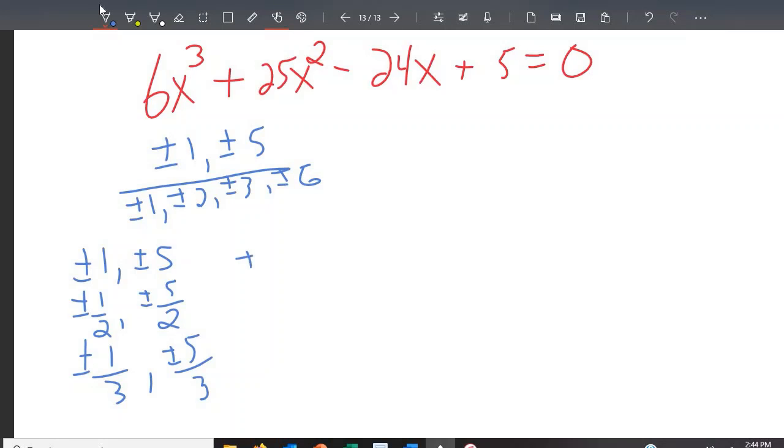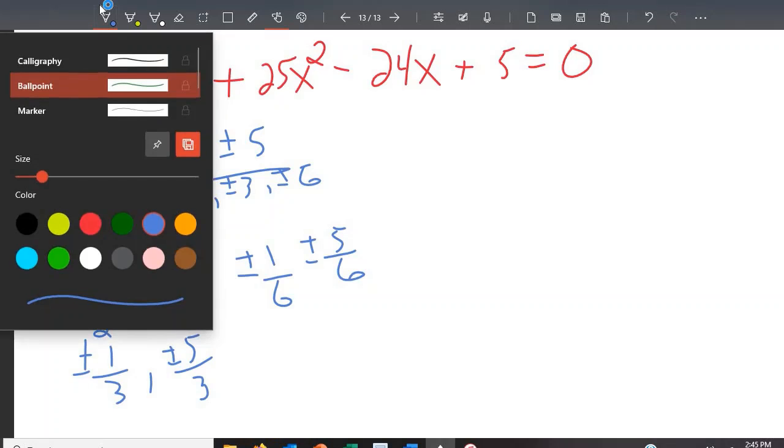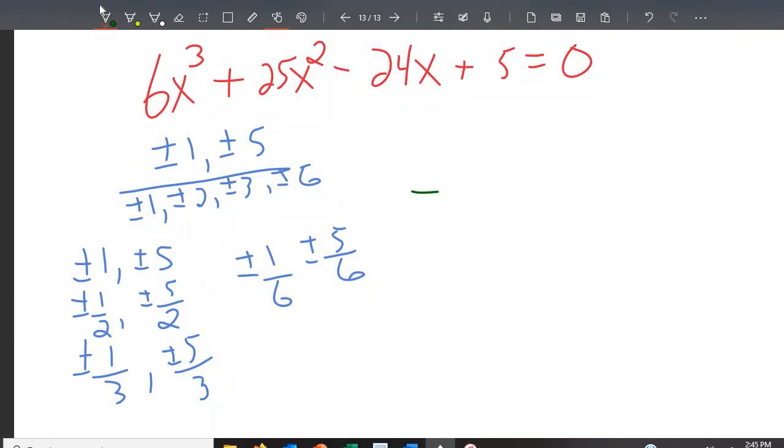Take every number in the top and divide it by 6. Wow, what a mess. 16 possible roots, and only 4 of them are whole numbers. Ugh. Let's hope there's a whole number that works, because I don't want to deal with these fractions. But let's just go do the synthetic, see if we can find one that works. I always try to do the whole numbers first, and then if I have to, I'll do the fractions. So I'm going to definitely start with the whole numbers.